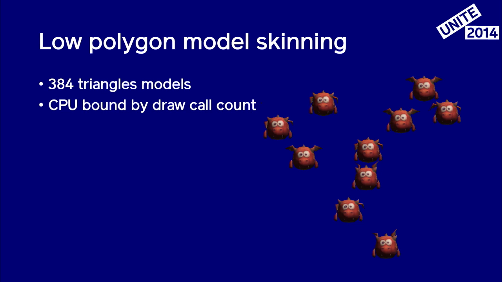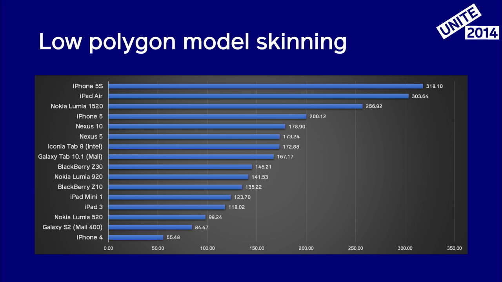Our first benchmark was how many low polygon models with animation you can handle at the same time on the screen. This particular benchmark is bound by CPU. That means by draw call count. This is the number for various popular devices. On high end, you can almost reach 300 of such little objects. On low end, on iPhone 4, that's barely over 50. So keep that in mind.